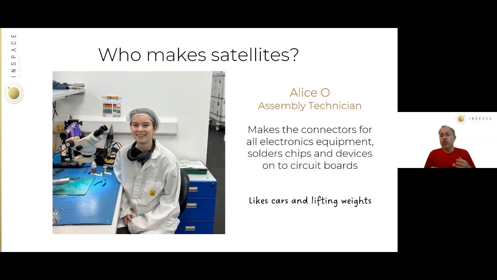This is Alice O. She's a technician. She makes all the connectors that connect all the equipment together on the satellite. Here she is sitting in the lab wearing protective equipment because they work with electricity. And she also solders chips onto circuit boards that connect everything in the satellite.